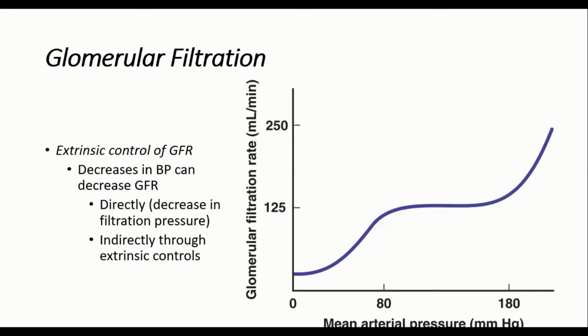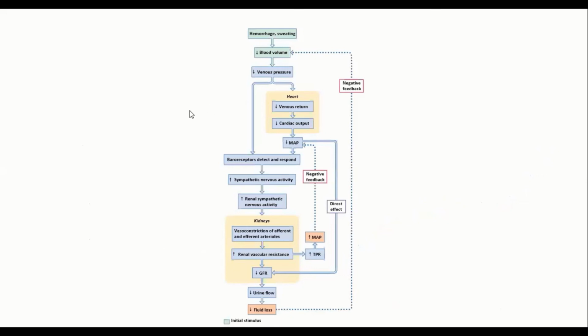Okay. Those are both examples of intrinsic control, and the mesangial cells would kind of work the same way. So again, they just constrict down. But we also have extrinsic controls of our glomerular filtration rate. So because a decrease in blood pressure can decrease the glomerular filtration rate, we're also going to want to be able to control that. So part of what's going to control glomerular filtration rate is also going to have to do with like the nervous system.